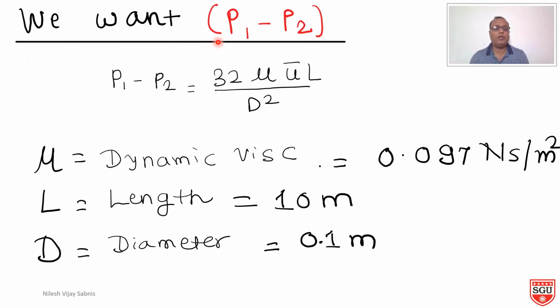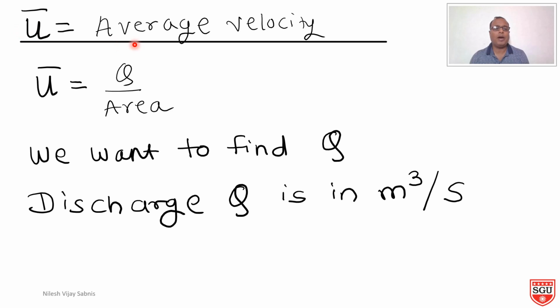We want to find out the value of P1 minus P2, that is pressure difference. P1 minus P2 is equal to 32 mu U bar L by D square. Here mu is nothing but dynamic viscosity, which is already given. Length of pipe is 10 meter, diameter is 0.1 meter. Only unknown here is U bar, that is average velocity. Average velocity or mean velocity is nothing but total discharge divided by area.